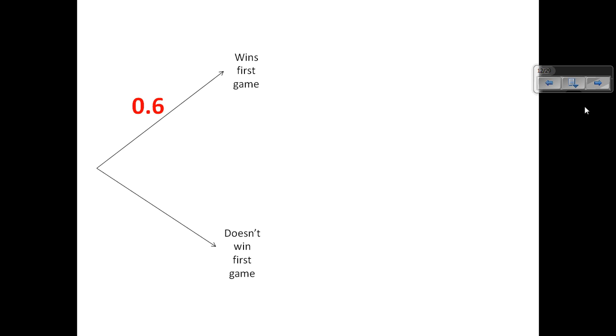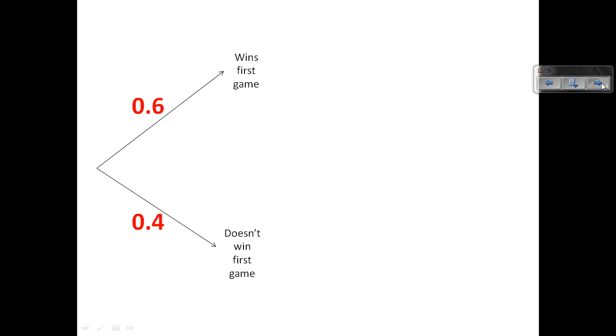So if you go ahead and look, the 2 variables in this case are winning or losing the first game and winning or losing the second game. For the first game, we could either win it or lose it. And so the probability, according to our experts, of winning the first game was 60% or 0.6. So that means using our simple complement rule, the probability of not winning the first game is 0.4. So that's the first part.